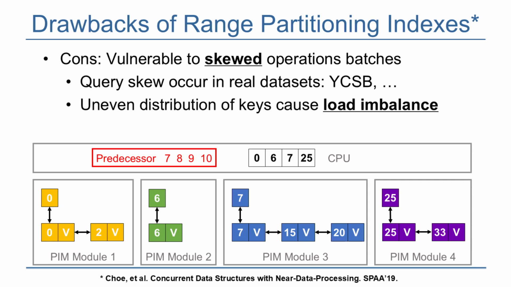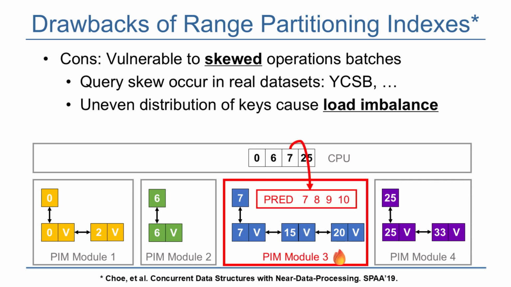However, this design is vulnerable to skewed operations, which are a common case in practice. In case of an uneven distribution of keys, there can be a severe load balance issue among PIM modules. Throughout this talk, all examples assume a 4-PIM-module system, each PIM represented by a unique color. In the hardware we use, by UPMEM, the platform has over 2,000 PIM modules.